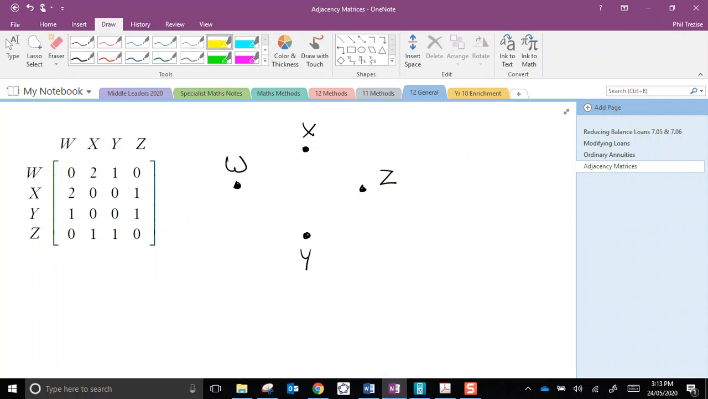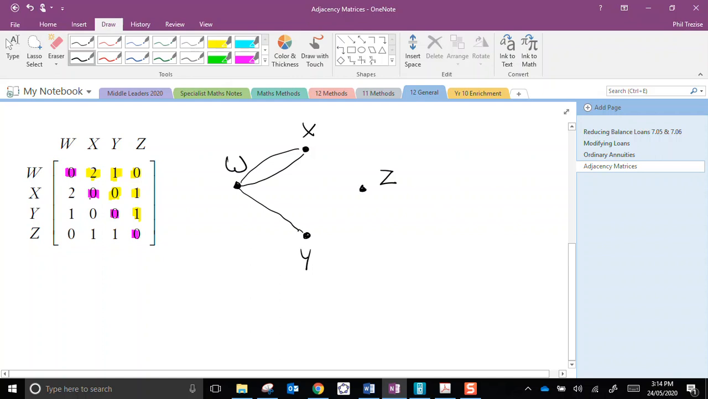Now I'm just going to concern myself then with the upper triangular part of the matrix, because as we've just said, if I get those connections, that's the network. I can see that it's symmetrical. Now let's have a look. W and X, there's a 2. This means there are 2 edges connecting W and X. W and Y is a single edge. W and Z, there are no edges.